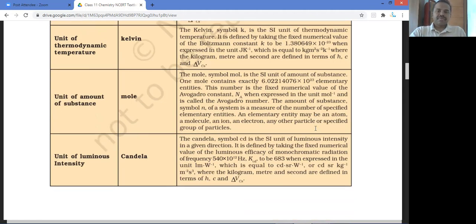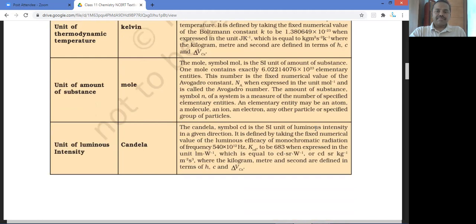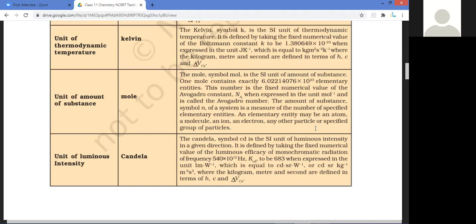Candela, fixed numerical value. By the way, these units, do you have a sheet or do they give some reference, or are they expected to memorize these numbers? I don't think we're expected to memorize these numbers, but Avogadro number, I think we have to know. And besides that, I think everything else will be mentioned. Okay, fine.